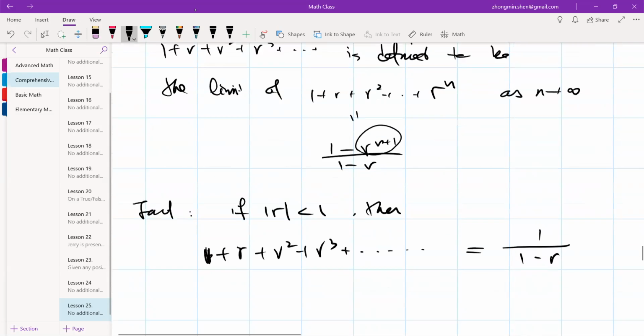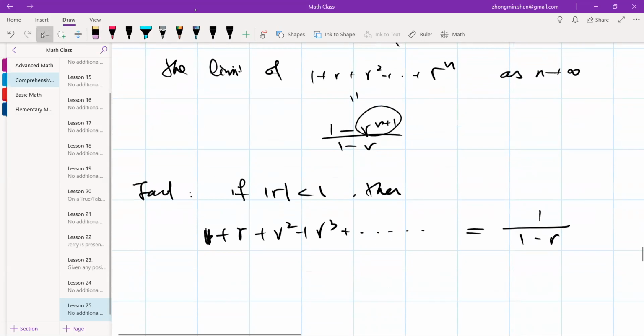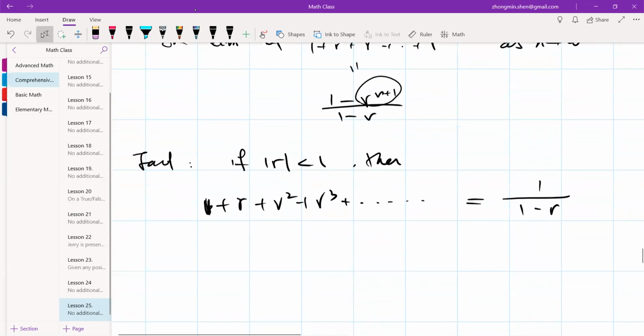Okay, this is infinitely many terms, added together. And just because the numerator approaches 1, anyway, just remember, the infinite sum is going to be this. Okay? So the good question is 0.9 bar. Okay? 0.9 bar is going to be 0.9999, right? Infinitely many.